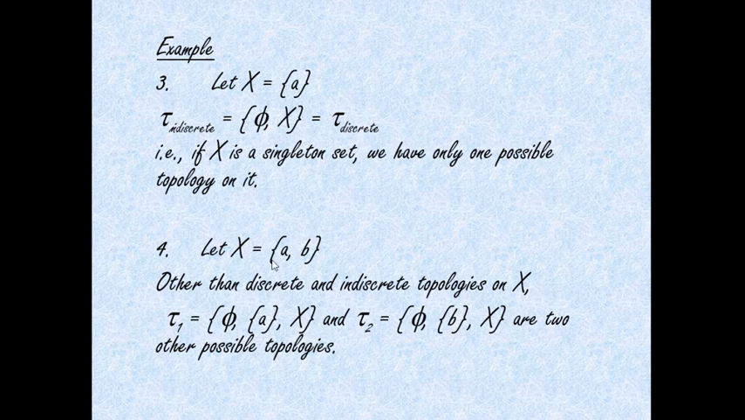Now the next example is, suppose X is equal to the set A comma B. So definitely this X has the discrete and indiscrete topologies associated with it. And also two other possibilities are there. The first possibility I call tau1, which is equal to the set null set phi, the singleton set A, then X, and tau2 is equal to the set null set phi, singleton set B, and the total set X. So in total, for a 2-element set, there are 1, 2, 3, 4 possible topologies on that X.